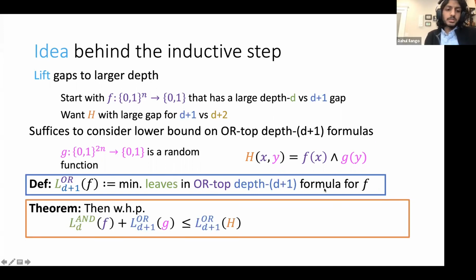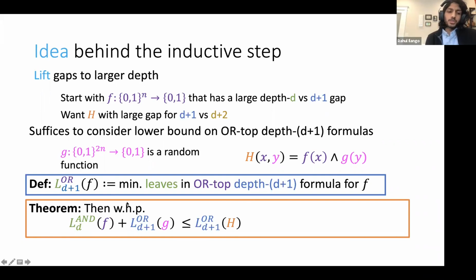And our theorem is that with high probability over the choice of g, the depth d+1 complexity of this h function is lower bounded by some quantity involving the depth d complexity of f. So there's a lot of notation here, but the high-level takeaway is that there's some function h whose d+1 complexity is lower bounded by a quantity involving the depth d complexity of f.